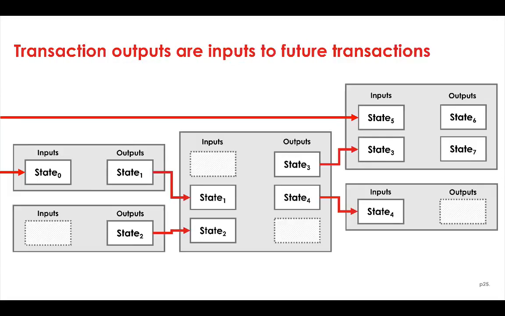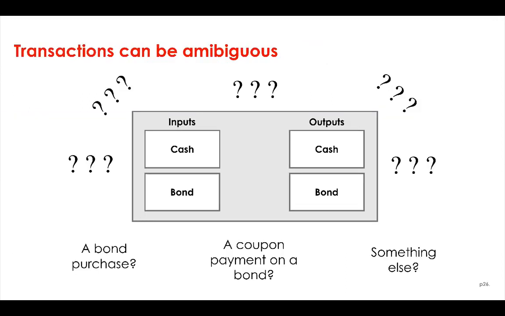The output states from one transaction then become the input states of future transactions, meaning that they're marked as consumed or historic in turn. And this is how the ledger evolves over time. Just by looking at a transaction's input and output states, it can be hard to tell what a transaction is doing. For example, here we see a transaction that has a cash input state, a bond input state, a cash output state, and a bond output state. And we don't know what this transaction represents. It might represent the purchase of a bond, it might represent a coupon payment on a bond, or it might represent something completely different. Without further information in the transaction, there's often no way to know.